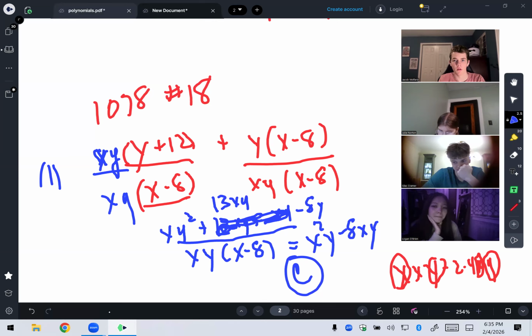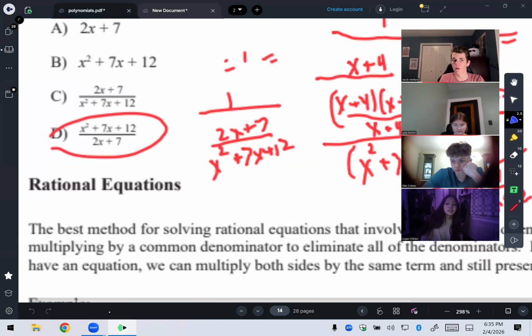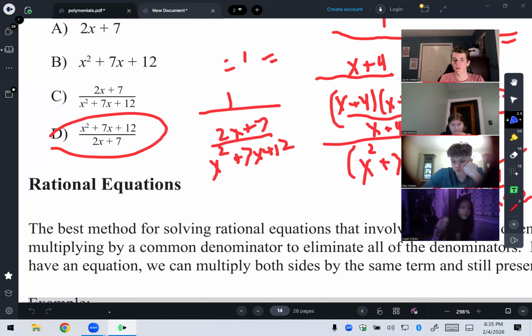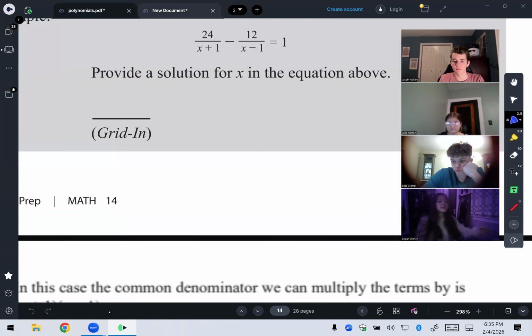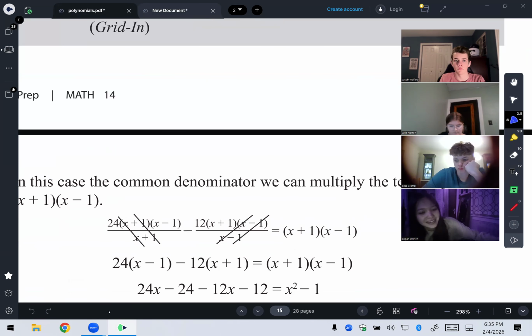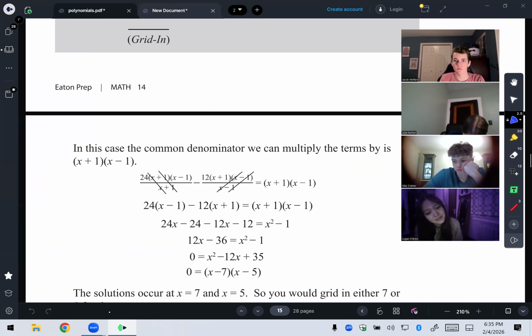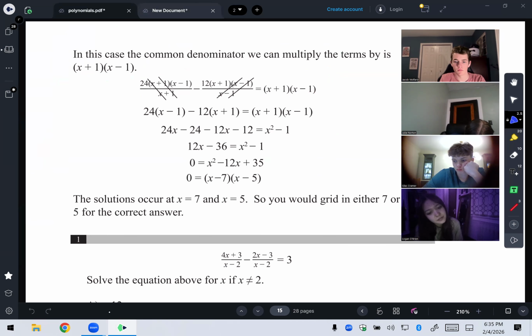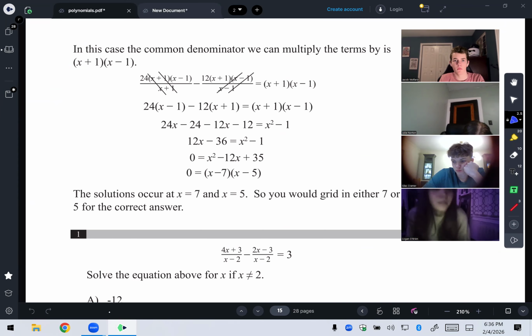Okay, then we're going back to the packet. I promise you a break at 7 because we're going to need it. So rational equations is sort of the same thing. It's just going to be equal to a value. Let me zoom out a little bit. So if we have this, you can look at the example and see what we did there. And x would be 7 or x would be 5. So let's jump to number 1.